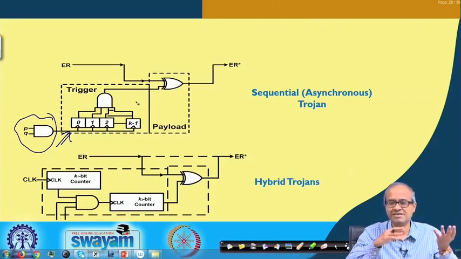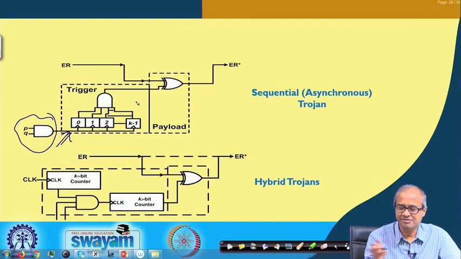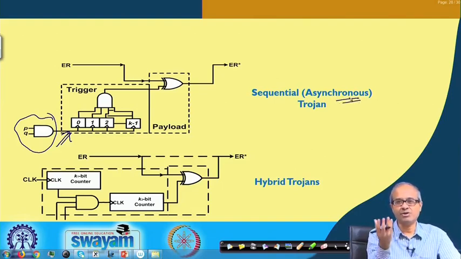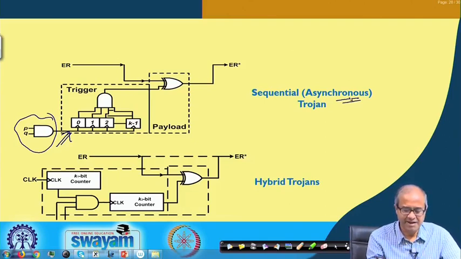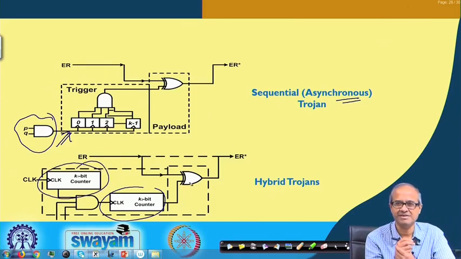In the earlier case, after 1000 clocks the Trojan was firing, that was more deterministic, but here you do not know. After 1000 such occurrences when P and Q are both 1, then only the Trojan will fire. So, that is why this is called asynchronous, because you cannot exactly correlate with clock. And hybrid is a mixture, there can be counter, there can be synchronous, there can be asynchronous, all sorts of combinations can be there. So, I am not going into the detail, it can be as complex as you can think of.